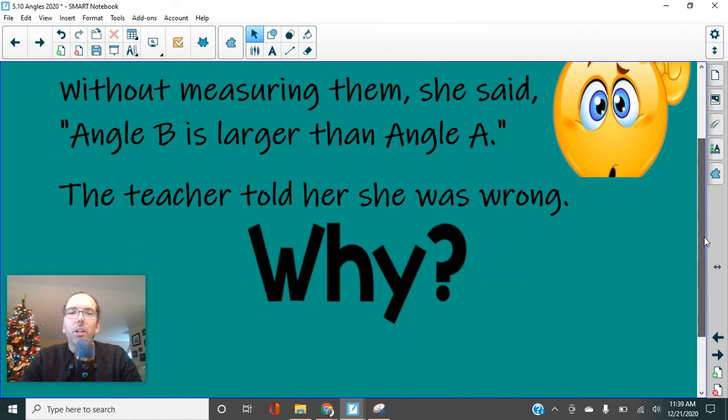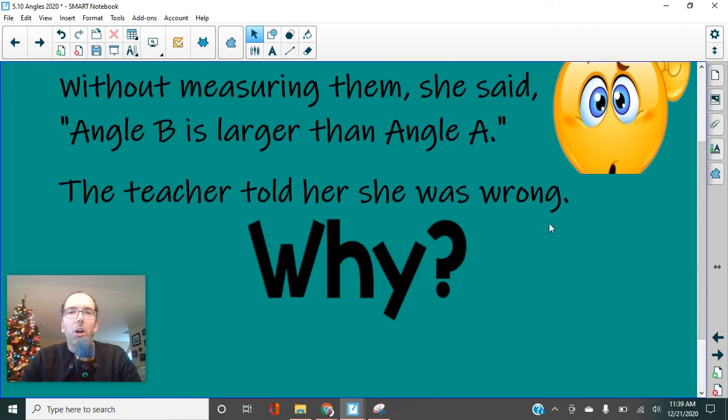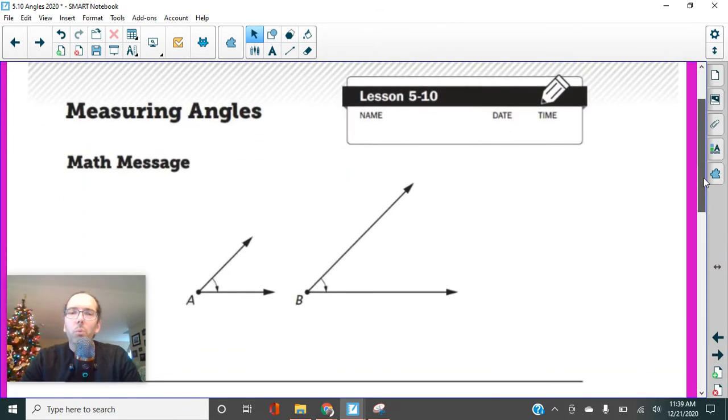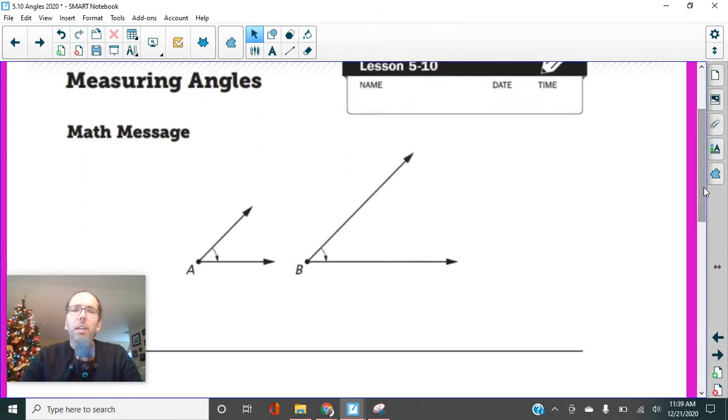The teacher told her she was wrong. And the teacher's right. The teacher is correct here. Suma is not correct. Why is Suma wrong? What's your guess? Suma says that this is bigger than this. Angle B is bigger than angle A. Why do you think that the teacher told her that? All right, let me tell you. When we are measuring angles, we are measuring the amount that's inside, how far it turns. An angle is a measurement of how far something turns.